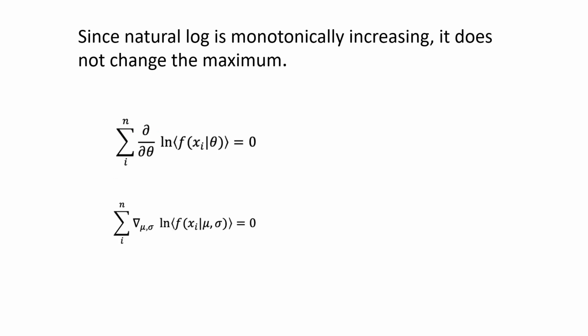Now to find the maximum, we differentiate with respect to our parameters theta and equate it to 0. But to make it easier, we first take the natural log of the function and then differentiate it with respect to each of our two parameters, that is mu and sigma. So first we take the log, then differentiate it with respect to mu once, and then with respect to sigma once, and equate it to 0.